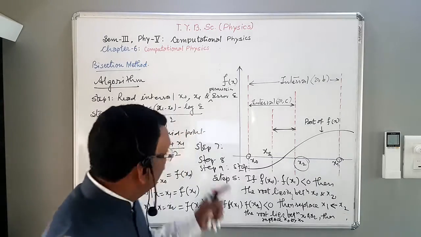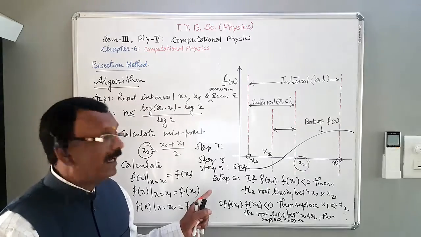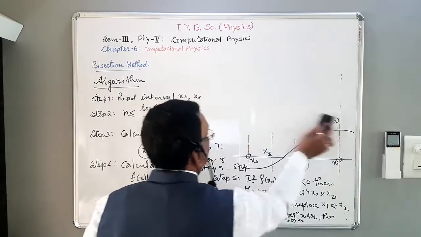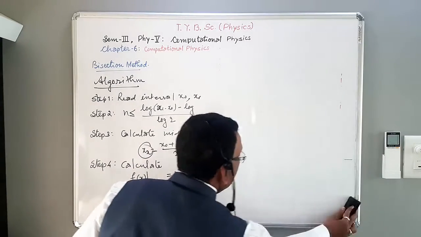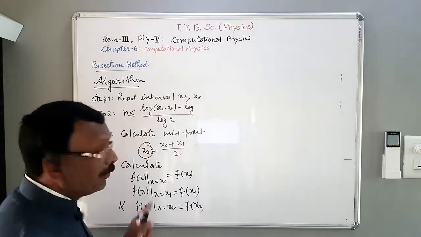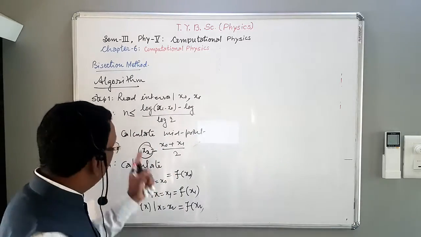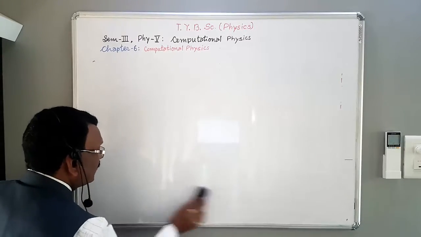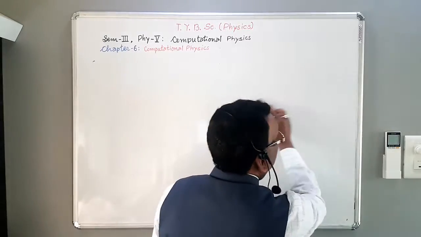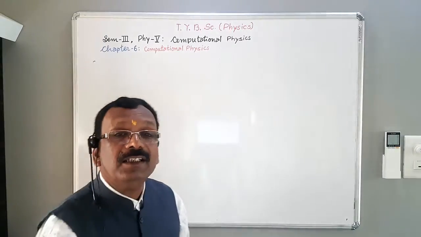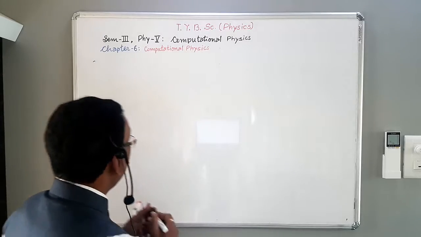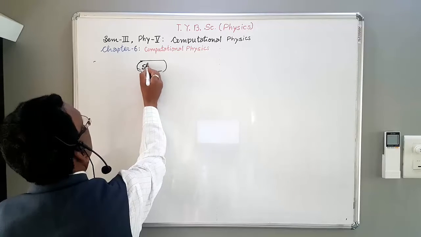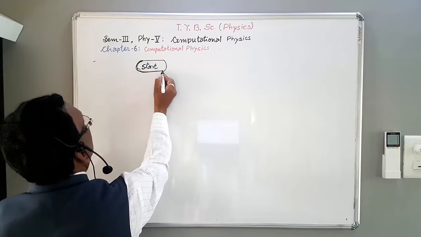Now, according to this algorithm, we can draw a flowchart. See here, a flowchart is nothing but a pictorial view or graphical representation of this algorithm. All the steps studied in the algorithm are shown in the flowchart. So, the first step is start.